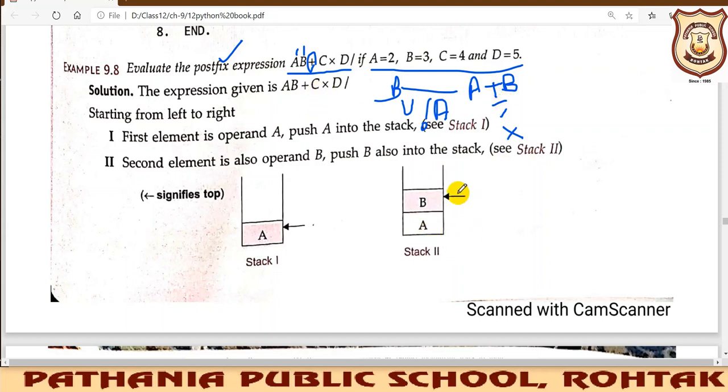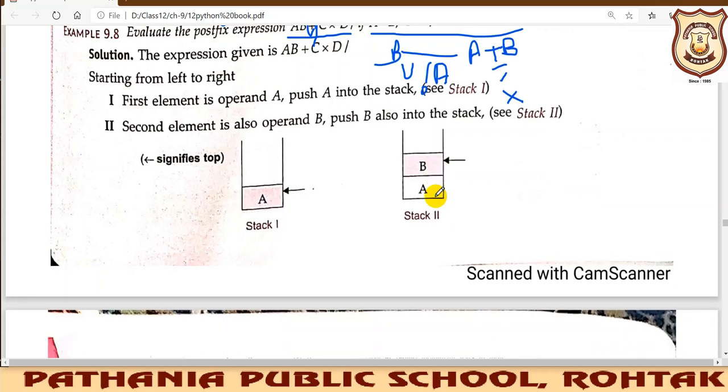Until we encounter an operator, we will keep on putting the operands into the stack. We found A and inserted it into the stack, then we found B and inserted it into the stack. Now as we encounter the operator, we will pop out the desired operands from the stack depending upon the type of the operator. If it is a binary operator, then two operands will be popped out, and if it is a unary operator, then only the one element at the top will be popped out. Okay, so let us solve it again.